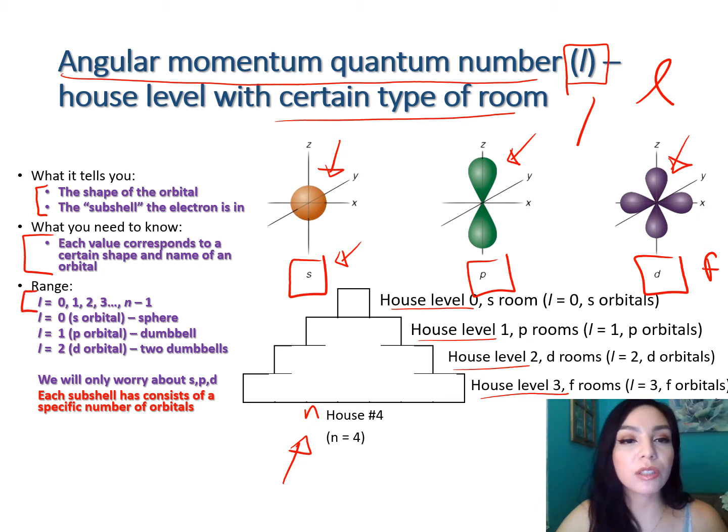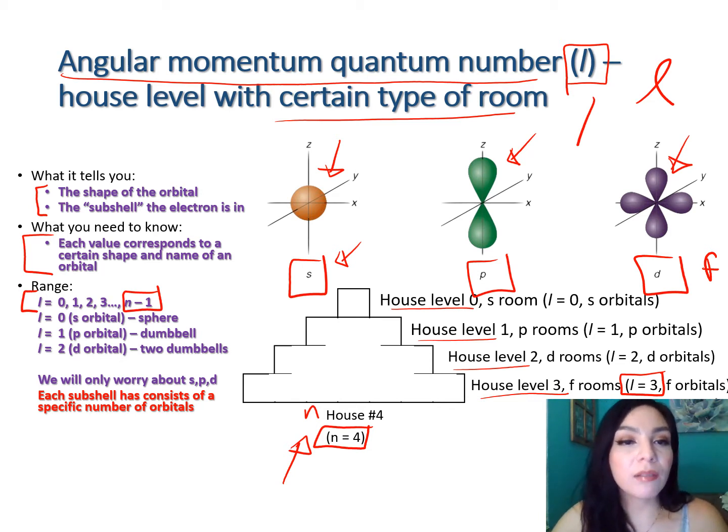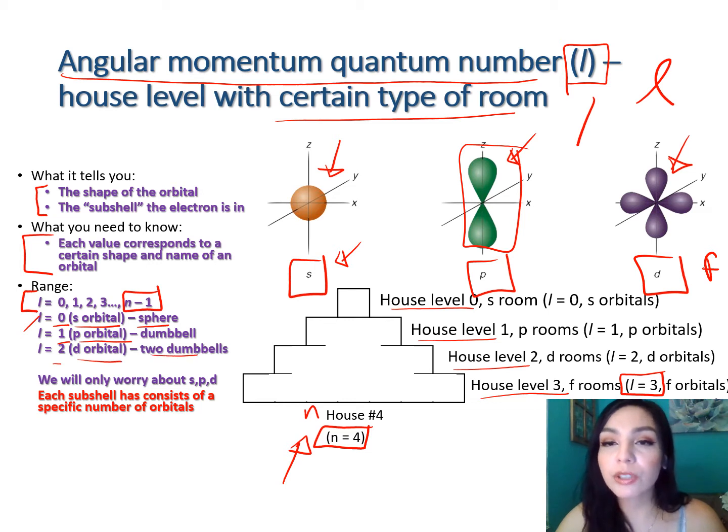So the range starts off at 0. The max L value you can have for a certain n value is n minus 1. So here you can see this is house number 4, right? n equals 4. The max L value you will have in that house is L equals 3, so 4 minus 1. And then again, each L value, so L equals 0, corresponds to s orbitals, which are sphere-shaped. L equals 1 corresponds to p orbitals, which are dumbbell-shaped. And L equals 2 corresponds to d orbitals, which are like 2 dumbbells.